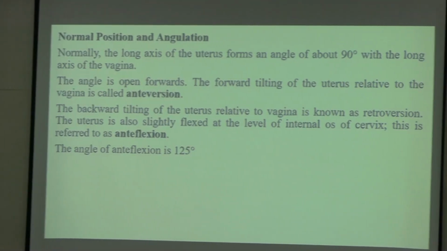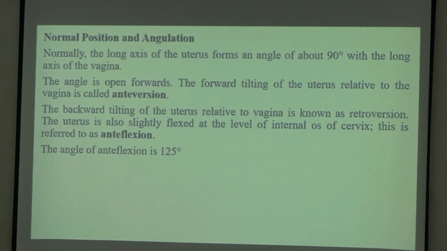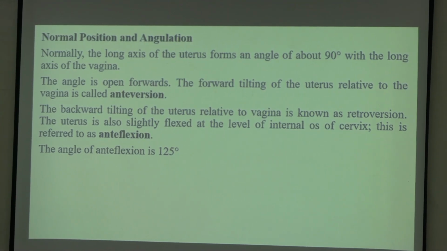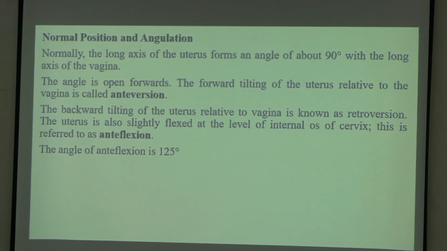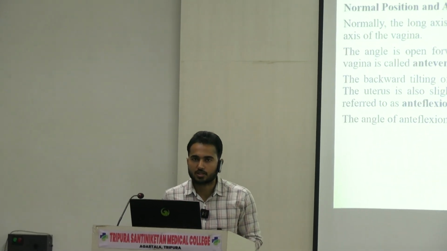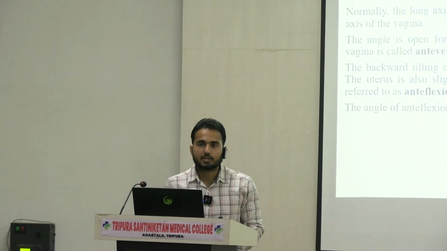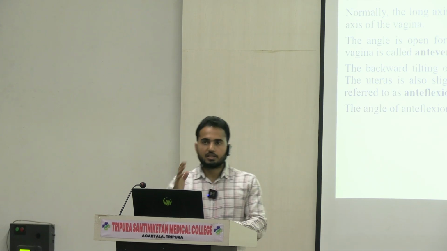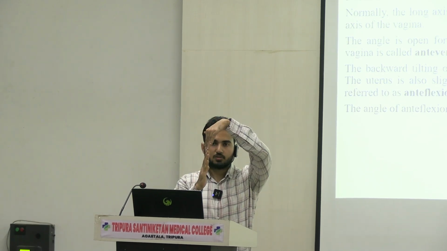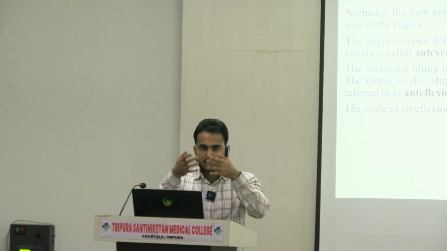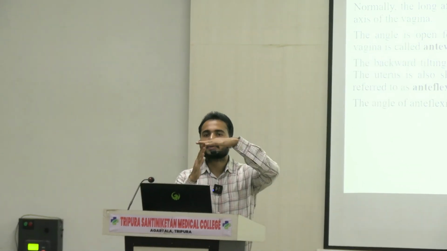Next, anteflexion. Backward tilting of the uterus relative to the vagina is called retroversion. The body of the uterus is slightly flexed at the level of the internal os, and that is called anteflexion, and the angulation is 125 degrees. These positions are very important because they provide support to the uterus and prevent prolapse of the uterus when it is enlarged in size during pregnancy. Just imagine if the vagina and uterus were straight. Then the support provided to the uterus would be less, and there may be chances of prolapse of the uterus. That's why it is kept like this.